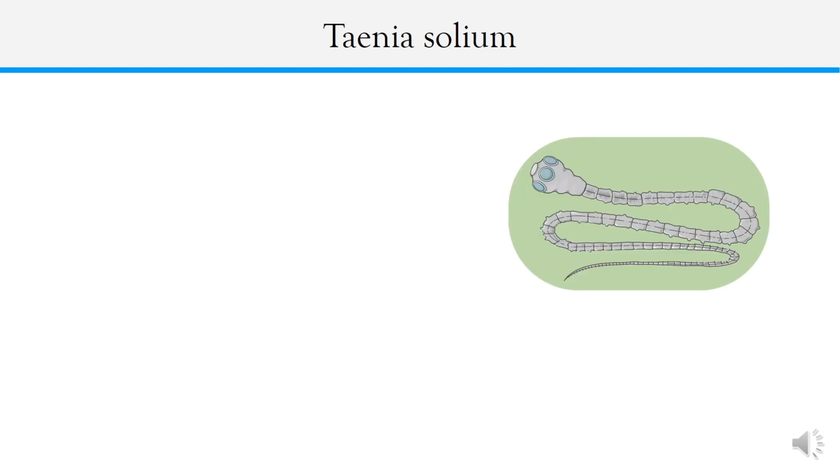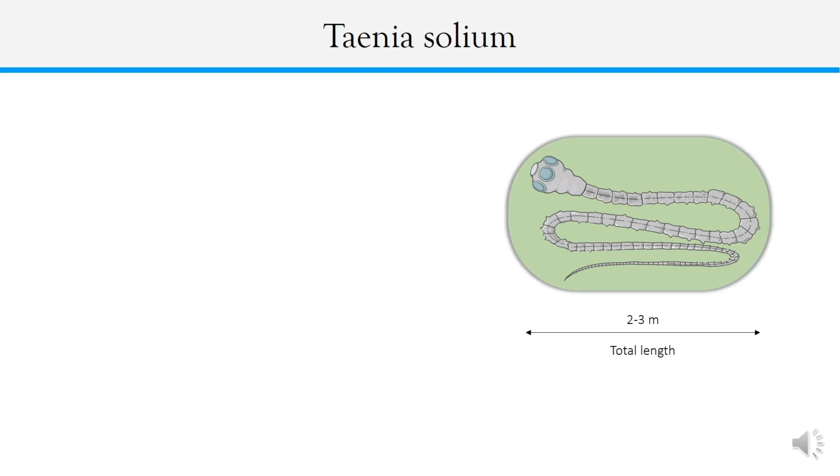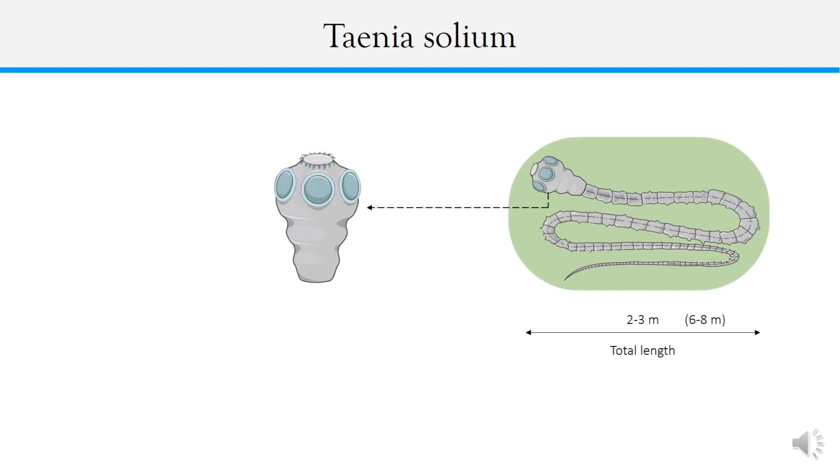This is a schematic illustration of this parasite. It looks quite scary, and it can reach up to 2 or 3 meters in total length inside the intestine of the host, or in some exceptional cases even up to 6 to 8 meters. If we look at the scolex of this parasite, you will see that it is equipped with hooks and suckers. Of course, here you see only 3, but actually the number of suckers is 4. One is just hidden on the other side of this illustration.